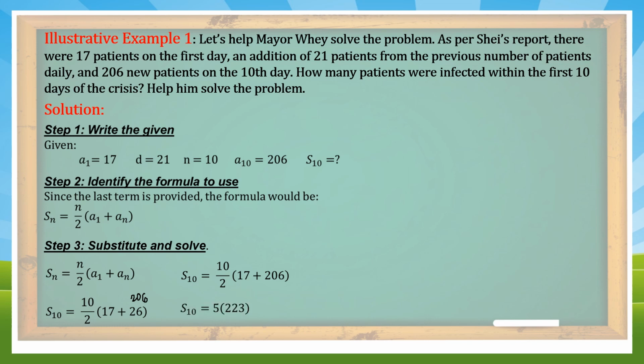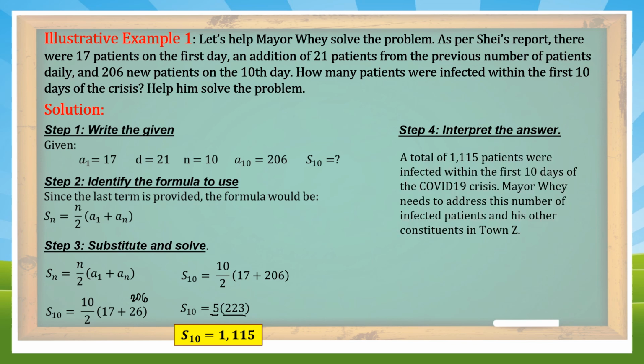Okay, and then 17 plus 206 is 223. And 10 divided by 2 is 5. So 5 times 223 is 1,115. So interpret the answer. Here's our conclusion. A total of 1,115 patients were infected within the first 10 days of the COVID-19 crisis. Mayor Wei needs to address this number of infected patients and his other constituents in Town Z.